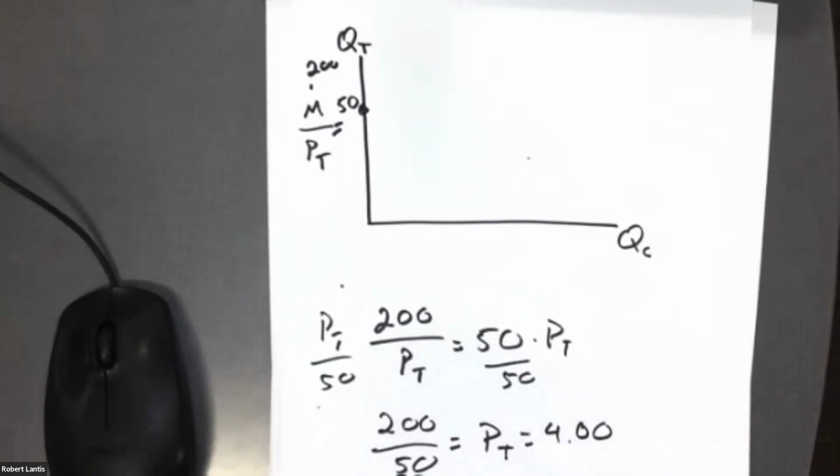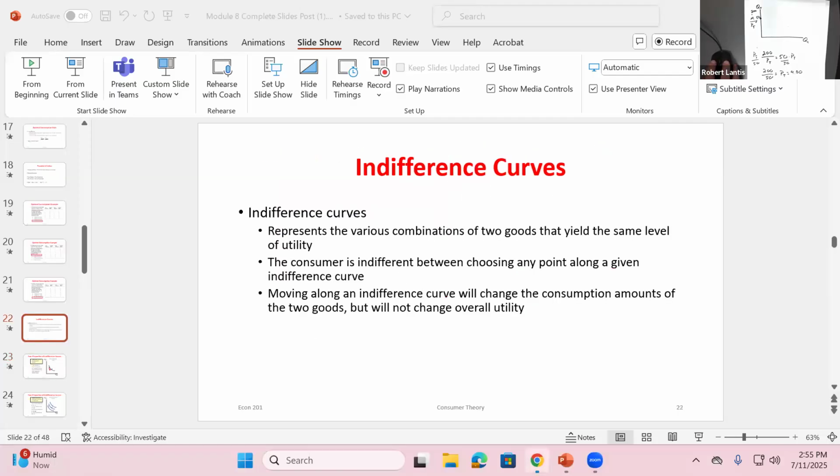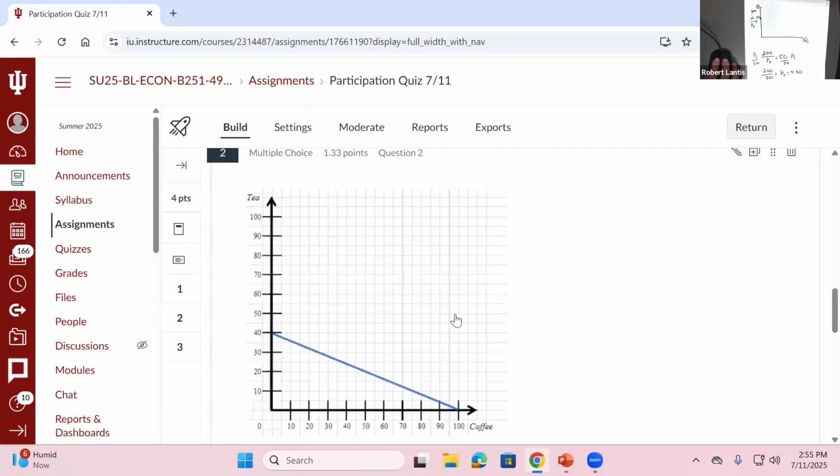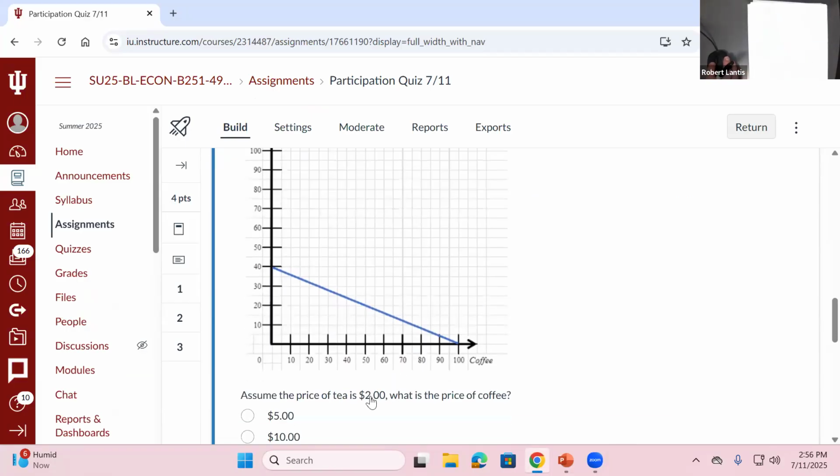Any questions on that? Okay. So the next problem changes the numbers a little bit. So now the intercept values are 40 and 100. And I think we're told that the price of tea is instead $2. Okay. So what must the price of coffee be?